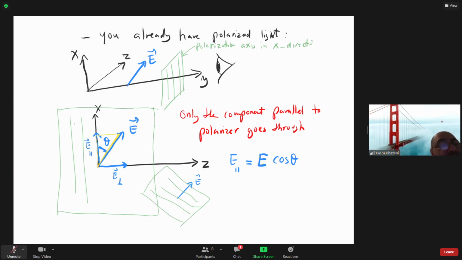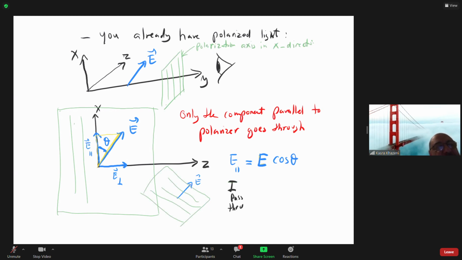That's exactly right, and you can actually see it from the drawing. The electric field in this case has no component parallel to the axis of the polarizer. Obviously, when nothing comes out, you see nothing. So no light can go through anymore. And you can also do it mathematically by setting theta equal to 90 degrees, you're going to get 0.